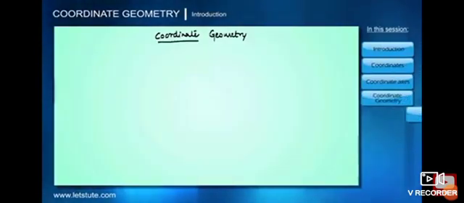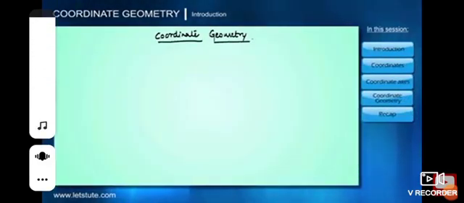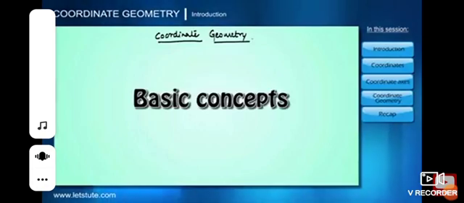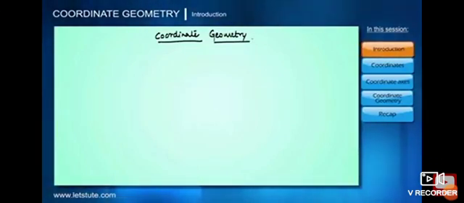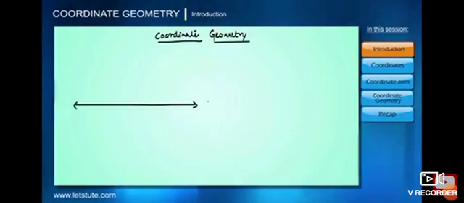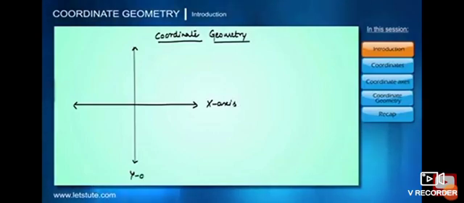Everyone, welcome to this session of coordinate geometry. In this session, we are going to learn the basic concepts related to this topic. For understanding this, let's consider two axes: the horizontal axis, called the x-axis, and the vertical axis, called the y-axis, and their point of intersection is called the origin.